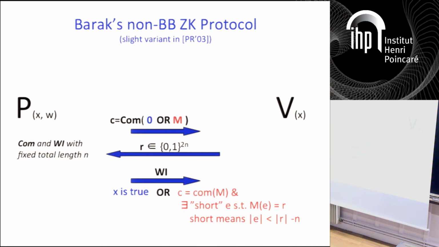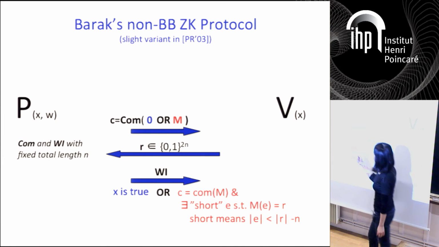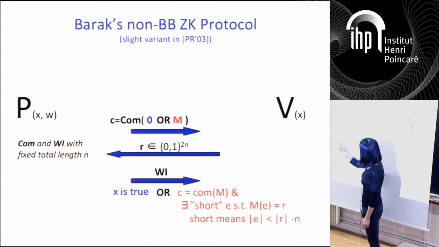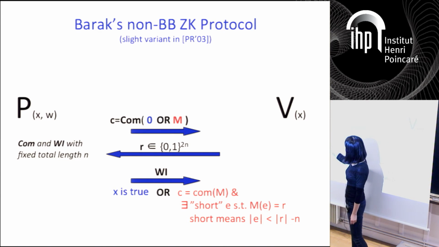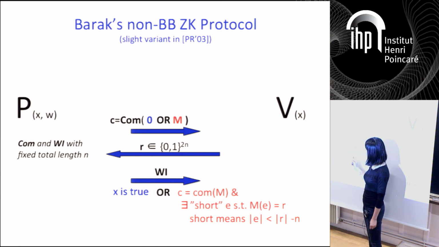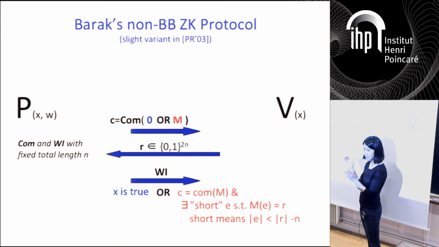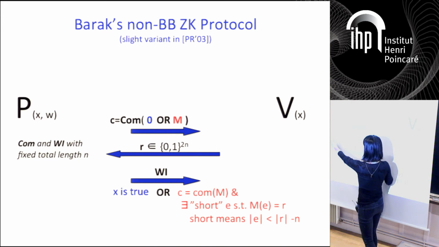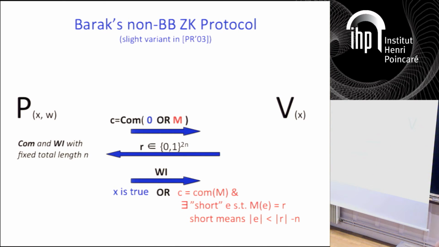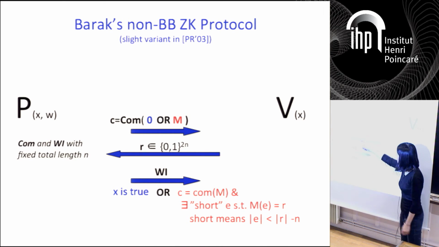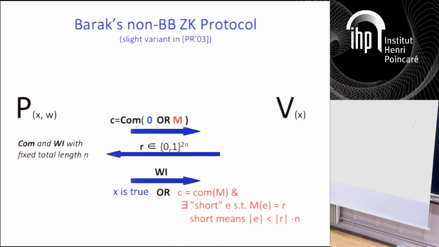One thing we need to note very carefully, as denoted in the picture, is that the lengths of the messages are different. For the purpose of this talk, you can think of the commitment and the final WI as always having fixed length n, and then the challenge R from the verifier is going to have length 2n. Basically, the length of R needs to be the length of the commitment plus n.